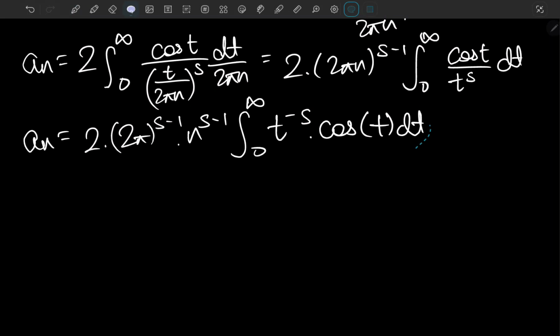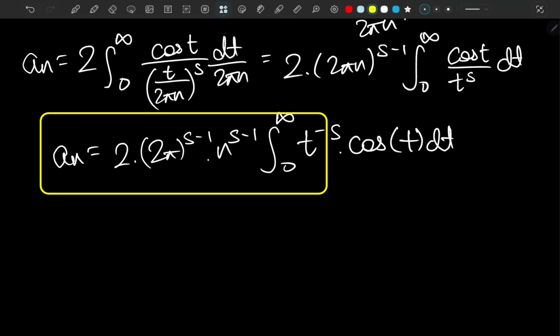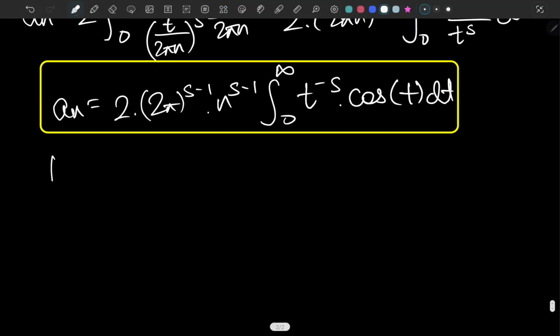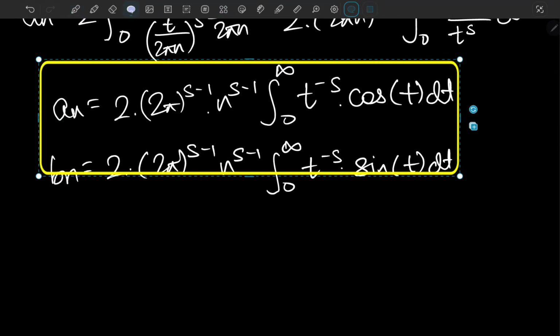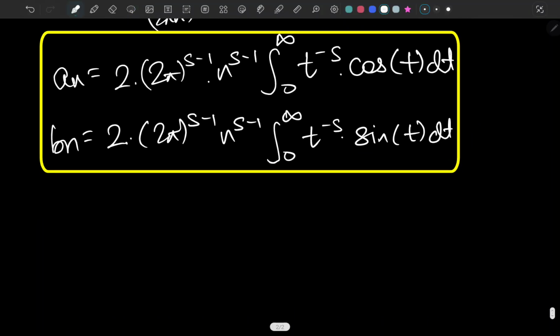And we'll talk about the integral in a little bit, but before, let's just talk about the b sub n as well. So basically in the same way we can talk about b sub n, so that's going to be 2 times 2 pi to the s minus 1 n to the s minus 1 integral from 0 to infinity t to the minus s sine of t dt. So similarly it isn't going to change anything, right? So both the cases are the same. Now let's talk about the integral.